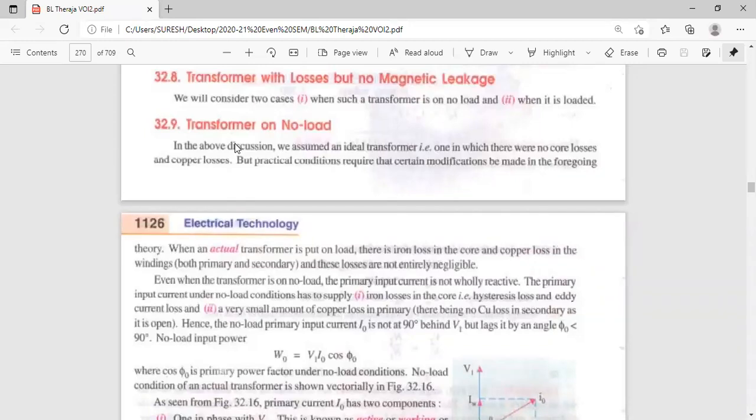Next point. For determining copper loss, the short circuit test is conducted. SC test means short circuit test. Therefore, rated current is applied.